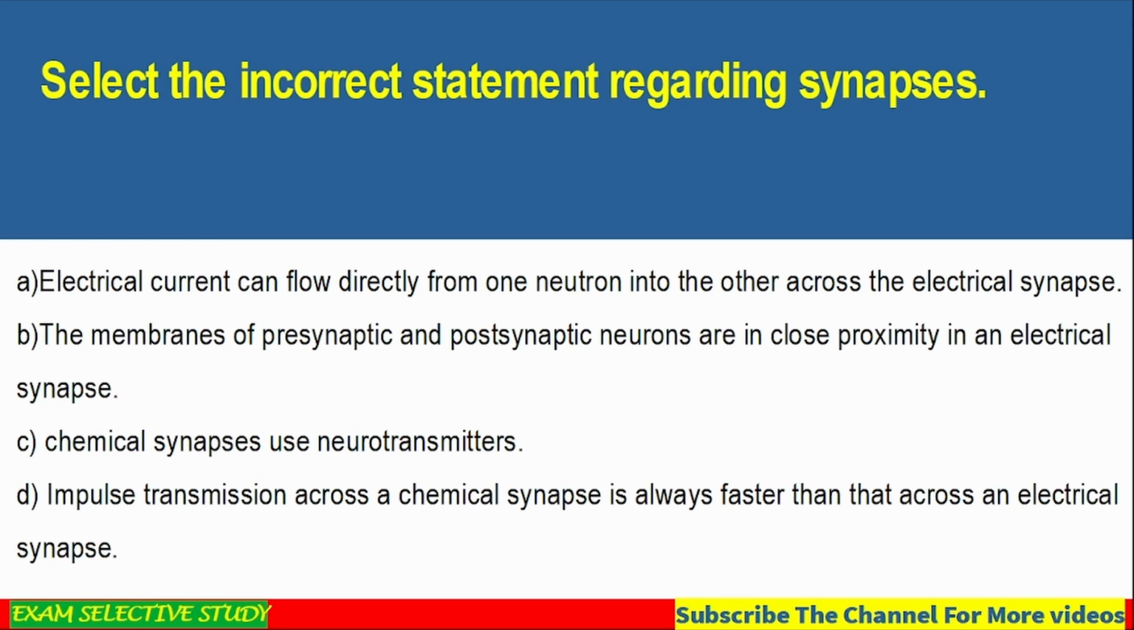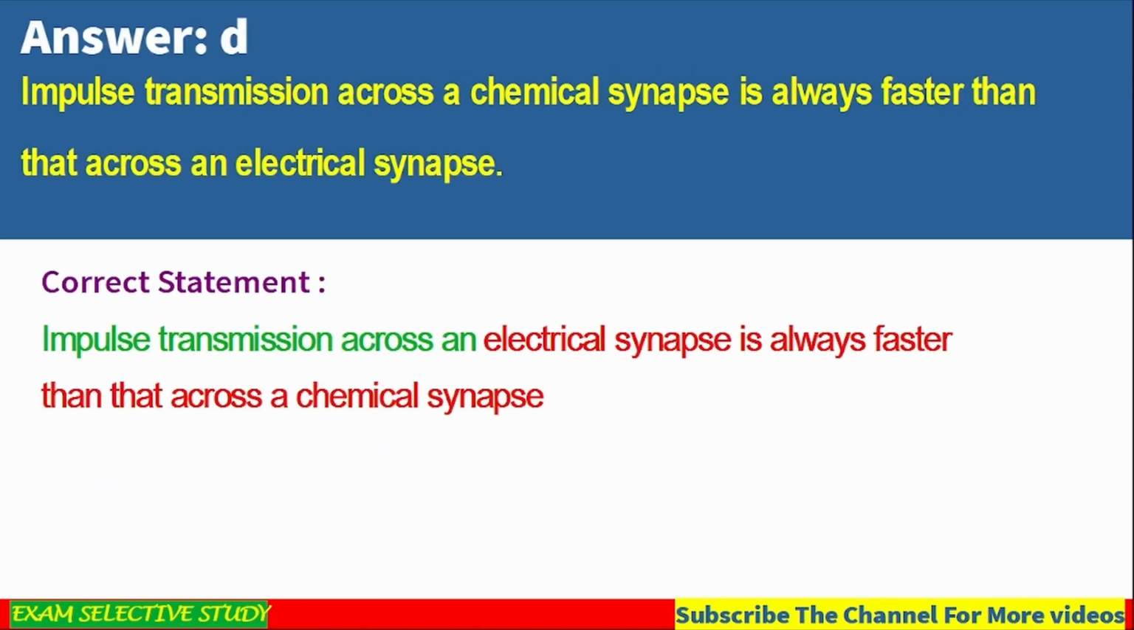Select the incorrect statement regarding synapses. Impulse transmission across a chemical synapse is always faster than that across an electrical synapse. Wrong ആയിട്ടുള്ള സ്റ്റേറ്റ്മെന്റ് കണ്ടുപിടിക്കാനായിരുന്നു ചോദ്യം. ഇവിടെ റോങ് ആയിട്ടുള്ള സ്റ്റേറ്റ്മെന്റ്: impulse transmission across a chemical synapse is always faster than that across an electrical synapse. Wrong ആയിട്ടുള്ള സ്റ്റേറ്റ്മെന്റ് കറക്റ്റ് ഫോം നോക്കാം. Impulse transmission across an electrical synapse is always faster than that across a chemical synapse.